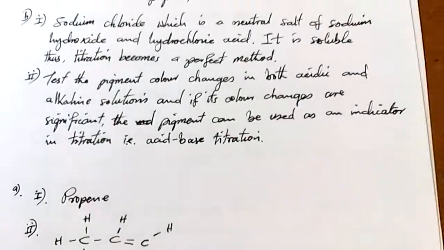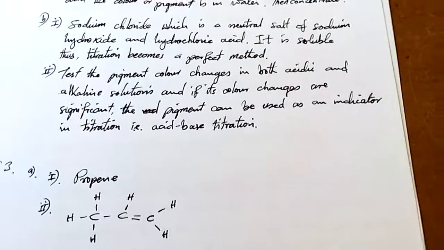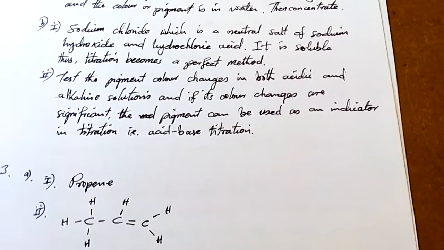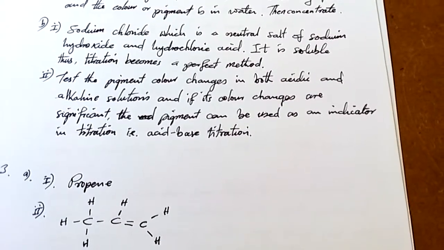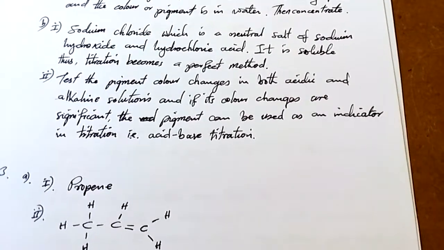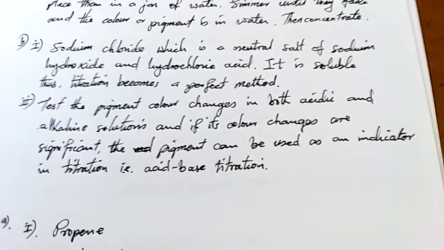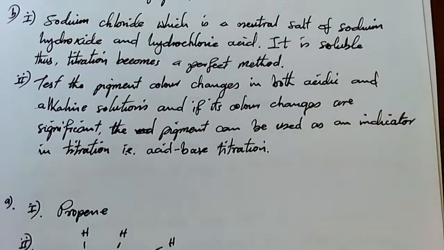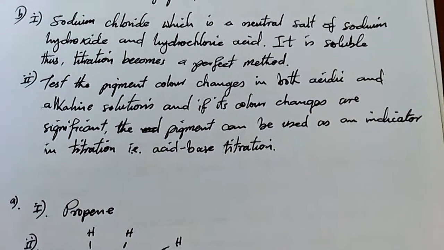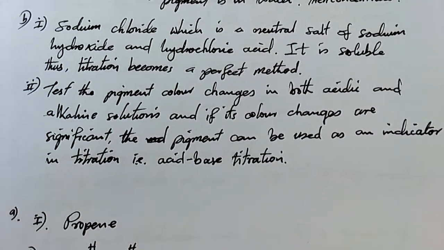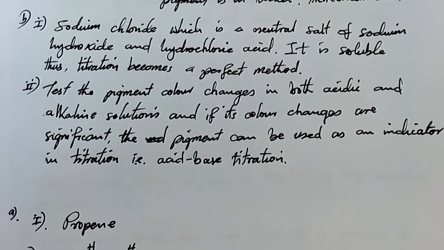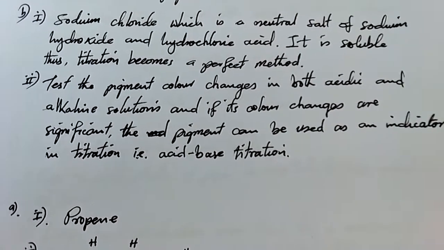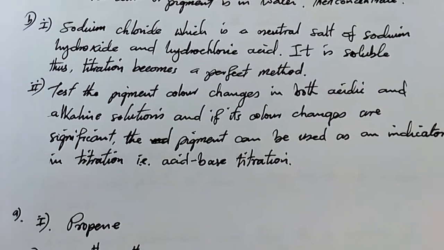B2 reads, describe an experiment you would carry out using an indicator solution extracted as described in A to show that it is an effective indicator. I think I've not answered this one very straight up, because it's saying describe an experiment you'd carry out. I think I have, though. You test the pigment color changes in both acid and alkaline solutions. That would be an experiment to test the pigment color changes, if any, and if its color changes are significant.